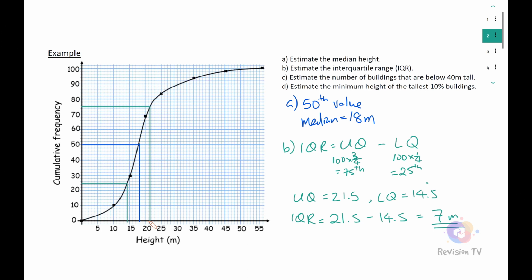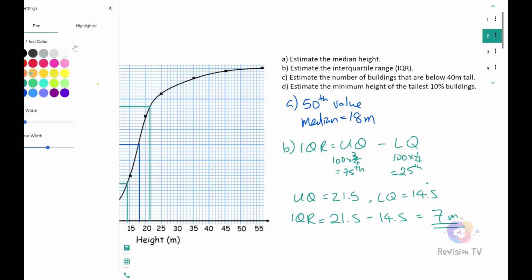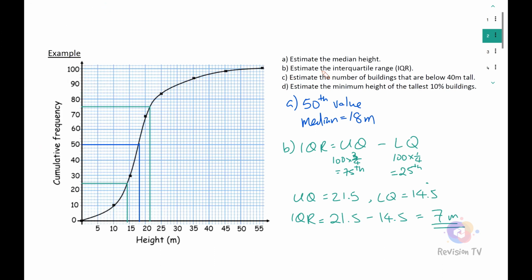Right? Question C. Estimate the number of buildings that are below 40 meters tall. So I'm going to use a different color again. I'm going to use orange for question C. So 40 meters, if you read off from the cumulative frequency, meters is on the x-axis. That means we have to find 40 on the x-axis here. So this time we draw a line upwards to hit the graph. And then let me do it again.